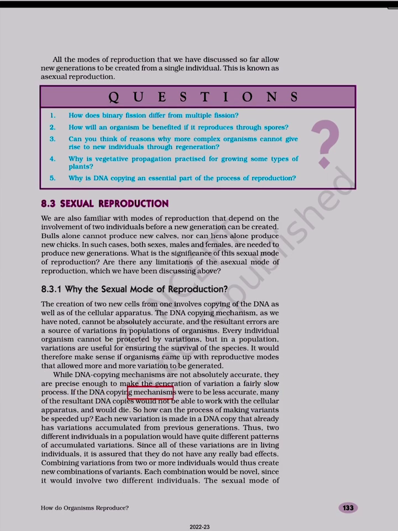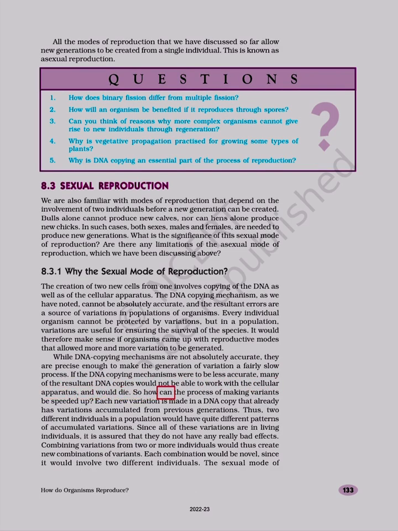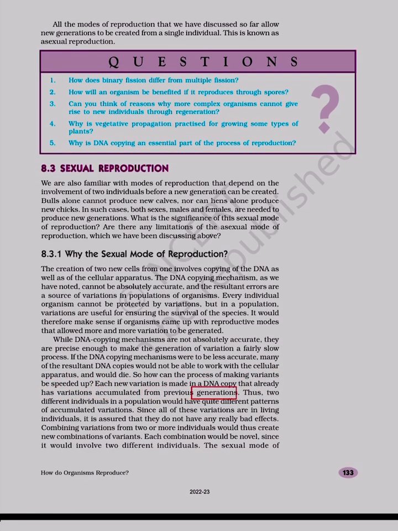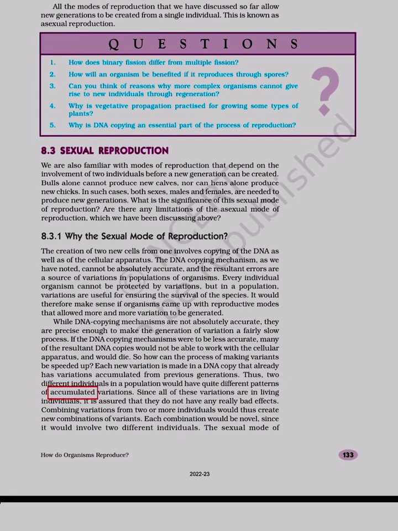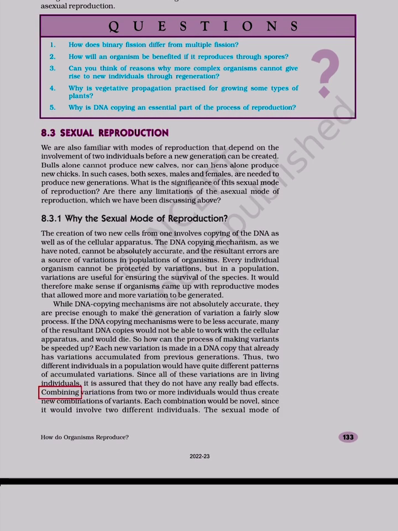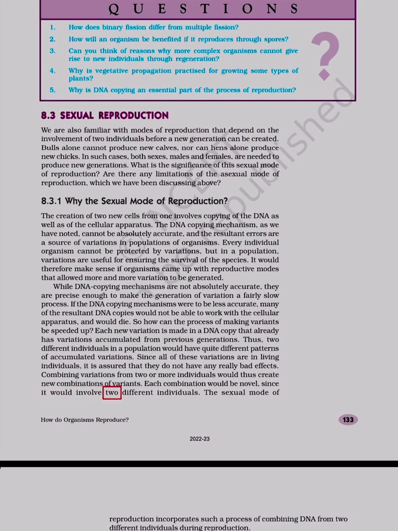If the DNA copying mechanisms were to be less accurate, many of the resultant DNA copies would not be able to work with the cellular apparatus, and would die. So how can the process of making variants be speeded up? Each new variation is made in a DNA copy that already has variations accumulated from previous generations. Thus, two different individuals in a population would have quite different patterns of accumulated variations. Since all of these variations are in living individuals, it is assured that they do not have any really bad effects. Combining variations from two or more individuals would thus create new combinations of variants. Each combination would be novel, since it would involve two different individuals.